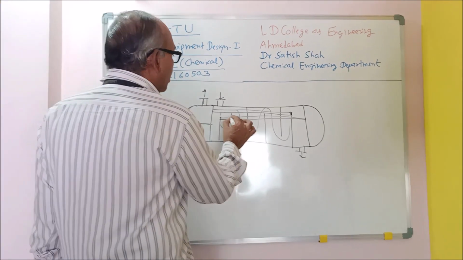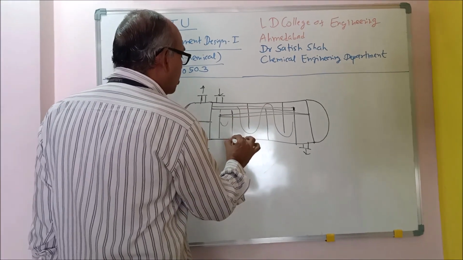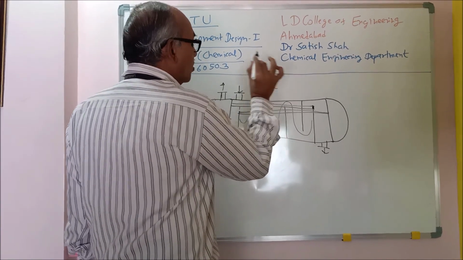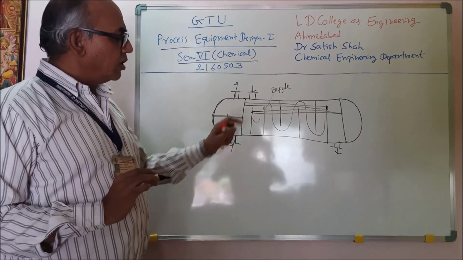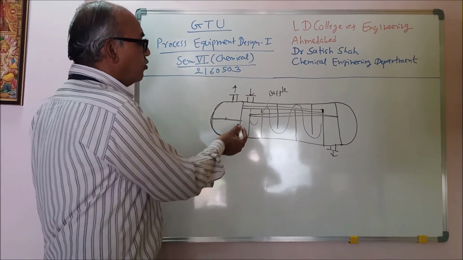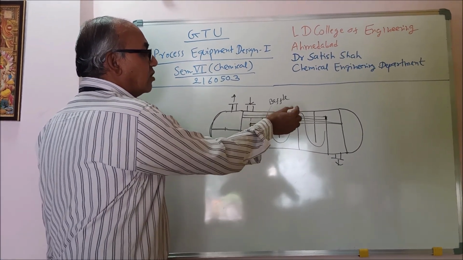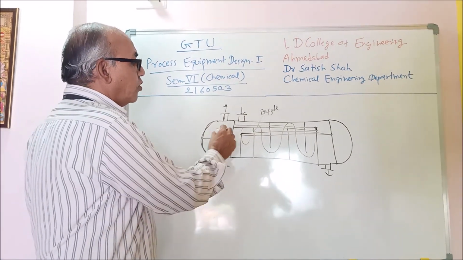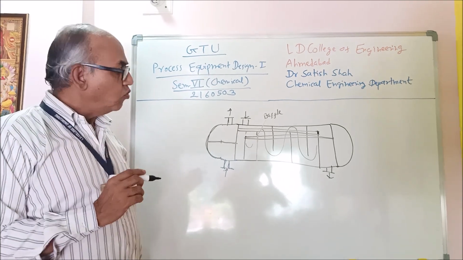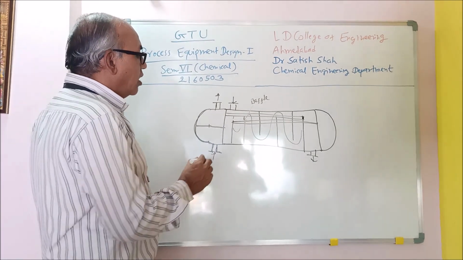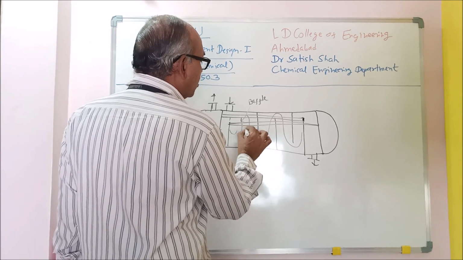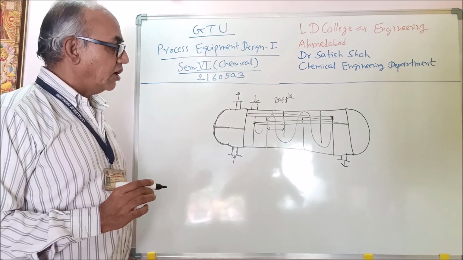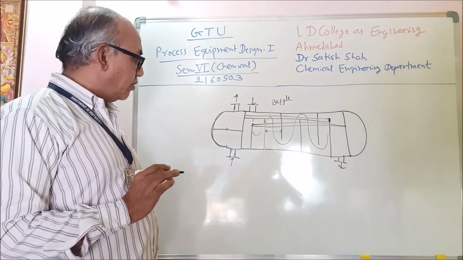Then we have the baffle. This is the baffle. What you see here, that is the baffle. Now here, what is the role of the baffle? See, the baffle will allow the fluid on the shell side to pass in a particular direction. Also, the baffle will support the tubes. So these are the two main benefits of the baffle. Now, as far as the baffle spacing is concerned, that will control the pressure drop on the shell side. That we'll see in later detail.